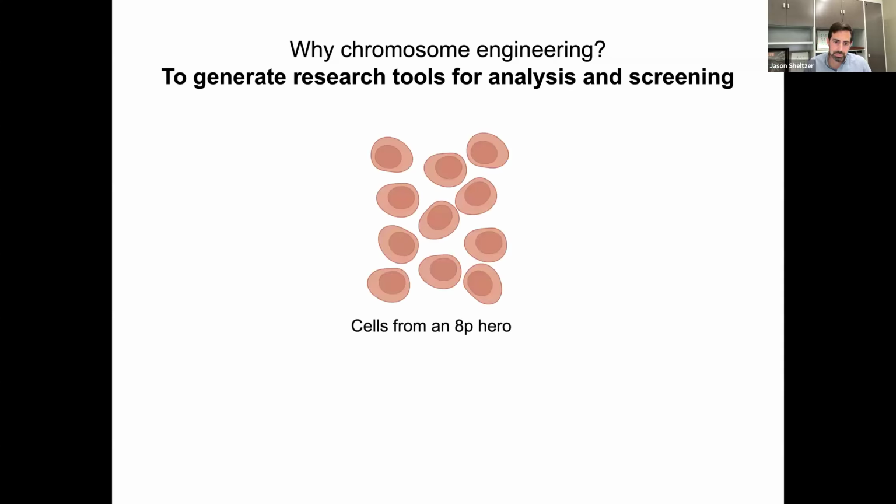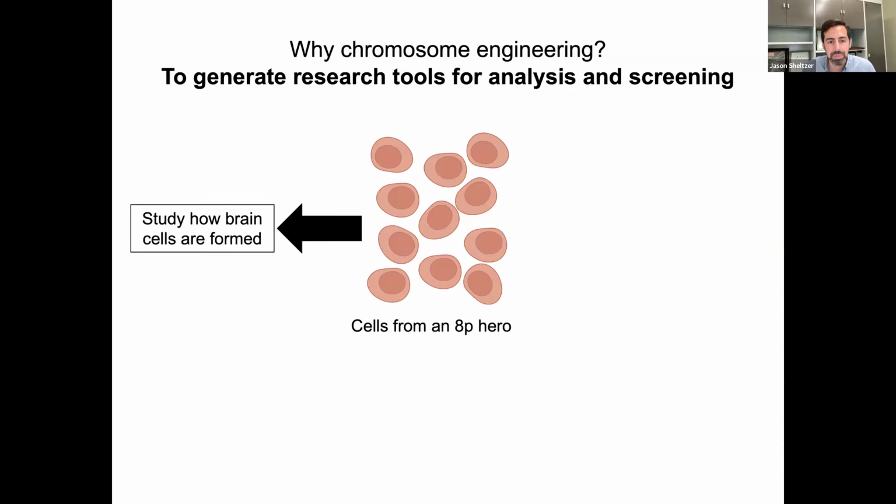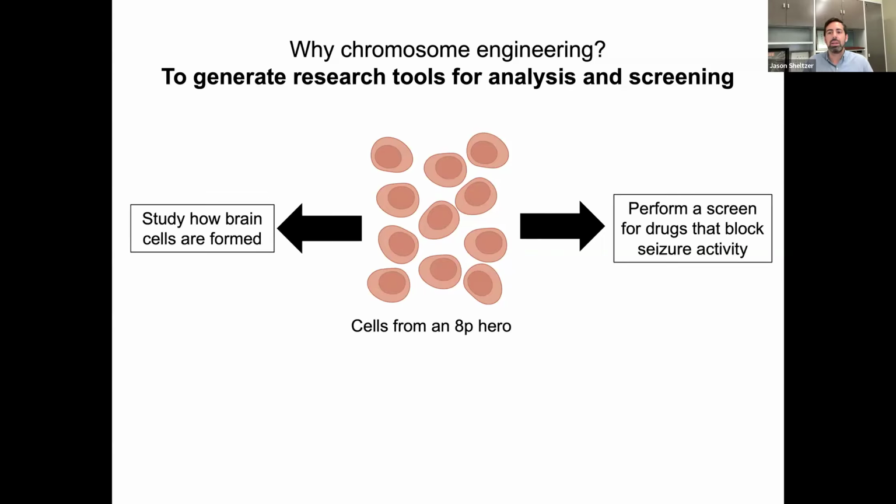So imagine for a minute that we have cells that were graciously provided by an 8P hero. So we just have cells growing in a petri dish. They could be any type of cells. They could be stem cells. They could be neurons. They could be blood cells. Well, we can take these cells and then we can do different experiments with them. We could study how these cells produce neurons and cells in the brain. We could perform a screen to try to find drugs that block seizure activity in these cells. This would be a useful research tool.